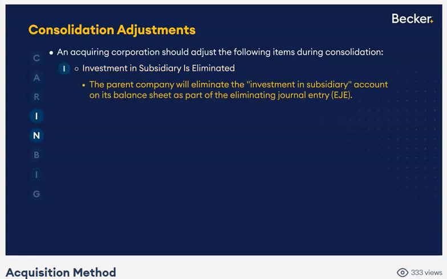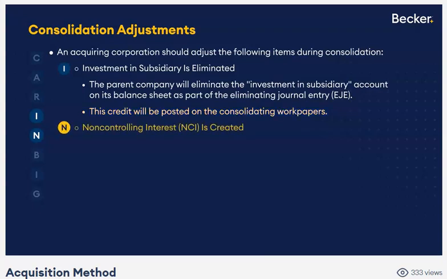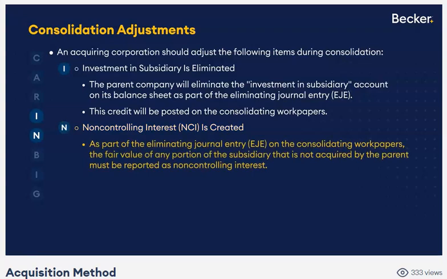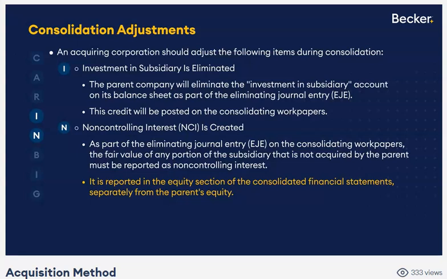So the parent's investment in sub, which was at fair value, the price we paid, is going to be eliminated, and that will be eliminated with a credit. Then, of course, if we didn't own 100% of the company, we have to show that there's a portion that somebody else owns. We call that the non-controlling interest. We create the non-controlling interest for the percentage of the subsidiary that we do not own. And that will appear in the equity section of the consolidated financials. As I said a little bit earlier, you'll have the parent's equity, and then you'll have the non-controlling interest, the portion of the sub we don't own.